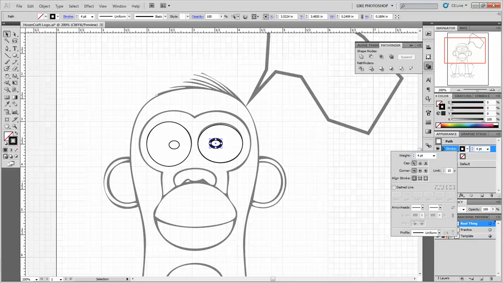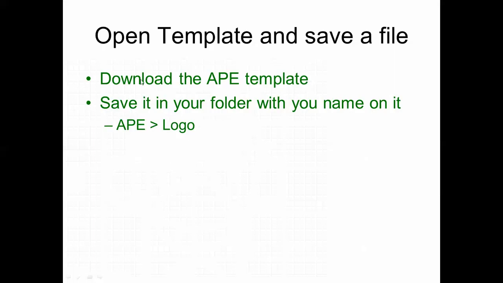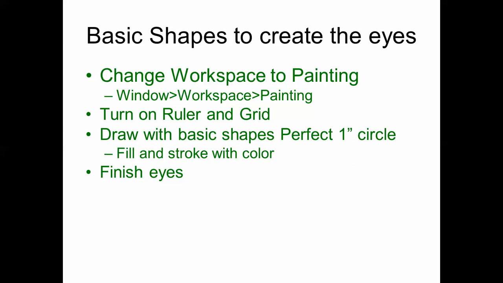So far so good. Let's take a look at the PowerPoint. I have this PowerPoint that I have prepared. Let's see where we're at. Alright, so here's what we've done so far. We've downloaded the template. We've saved it in the folder with your name on it, in a folder called Ape and then Logo. We made these new folders. We changed the workspace. We turned on the rulers. Okay, so we've drawn basic shapes, and we're going to finish up the eyes. Actually, we did that. Let's see what's next.